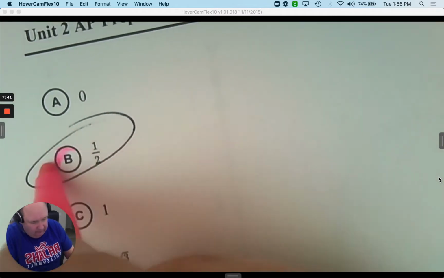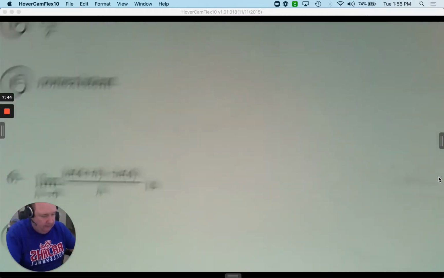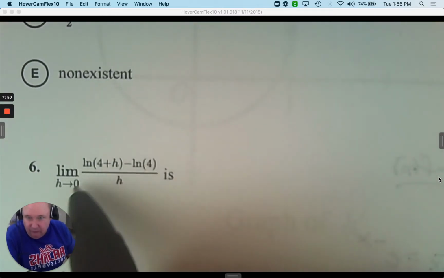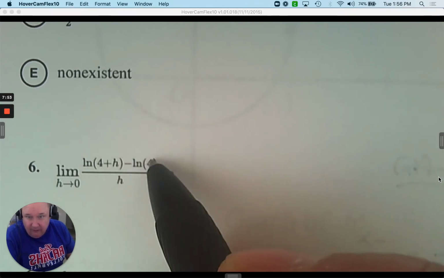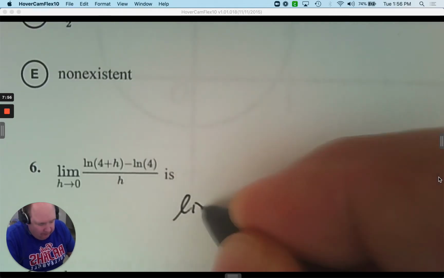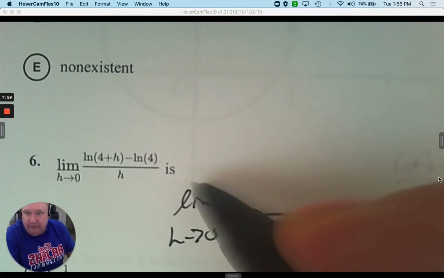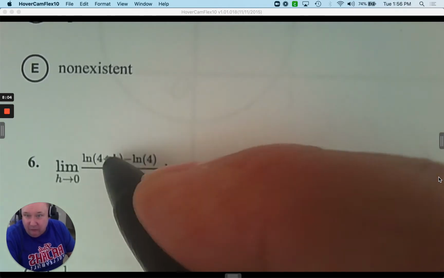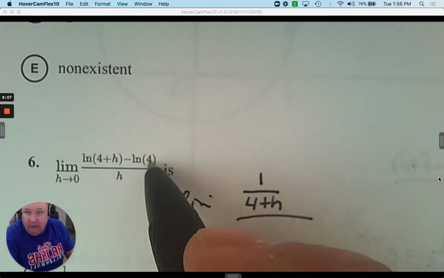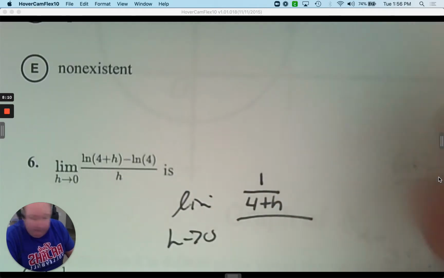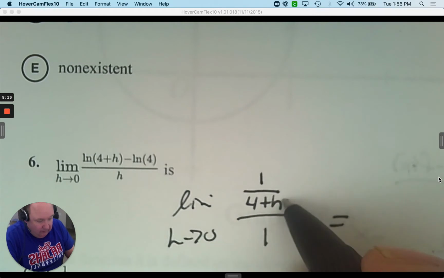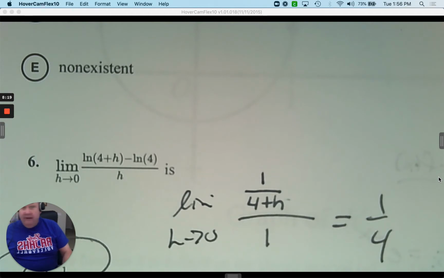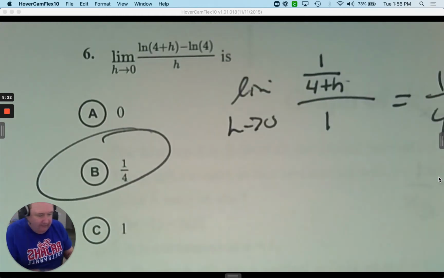All right, number 6. If it's indeterminate, I'm still going to use L'Hopital's rule. So plug in 0. Ln 4, take away ln 4 over indeterminate. So L'Hopital's rule, the derivative of ln is a fraction. 4 plus h is the denominator. The derivative of that is 1. Ln 4, the derivative is 0, and the derivative of h is 1. So there we go. Now plug in 0, and you get the answer 1/4. Now, isn't it nice to have L'Hopital's rule? So if it's indeterminate, we can do it.